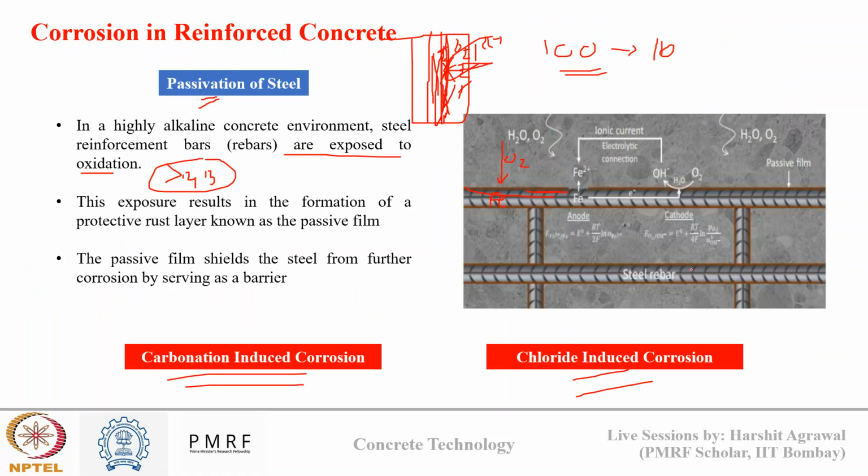Now, this barrier, what will it do? It won't allow oxygen to interact with the steel, so it will slow down the rate of corrosion. And that happens due to the high pH environment in concrete. So at high pH, there is a passive layer which is formed. Now it is not like this passive layer can't be broken. Aggressive ions, when they move through concrete, can break this passive layer. And what are those aggressive ions? Those aggressive ions are CO2 and chloride ions.